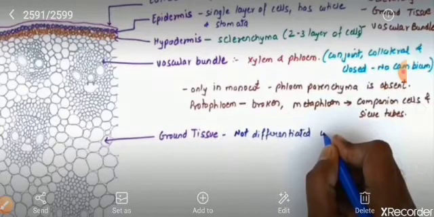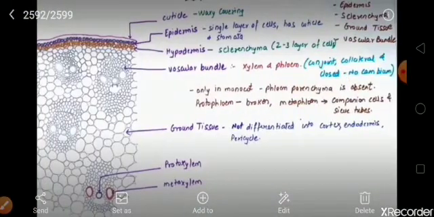Next is the ground tissue. Here the vascular bundles in the form of circles can be seen scattered in the ground tissue. So the ground tissue is not differentiated into cortex or any other layers. It is not differentiated into cortex, endodermis and pericycle as we saw in the before cases.